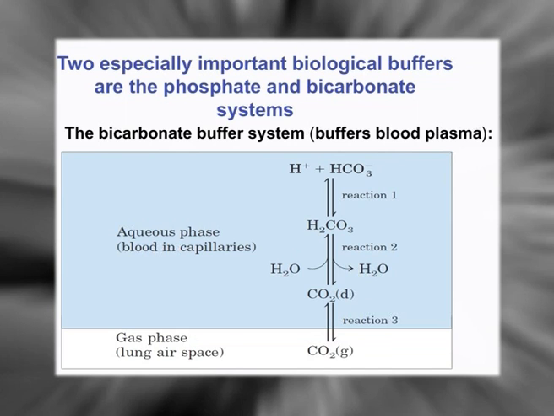Now, this carbonic acid can lose a water molecule to form carbon dioxide. This carbon dioxide is dissolved carbon dioxide. Now, this dissolved carbon dioxide again is in equilibrium with the carbon dioxide present in the gas phase in the lung air space. All these equilibria are in series and they can act as a buffer system.